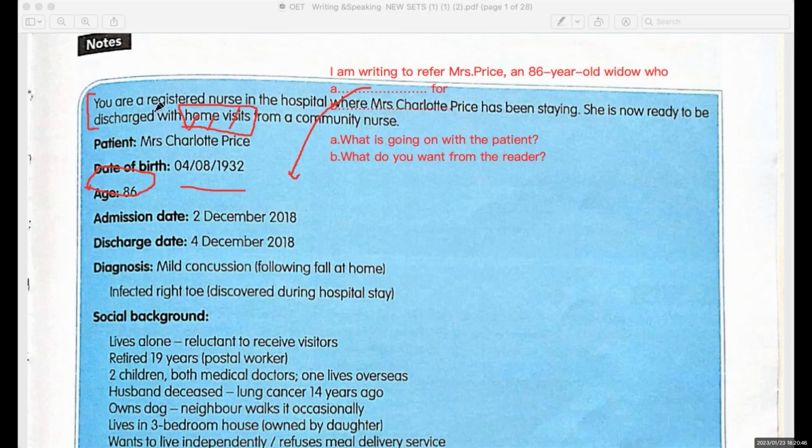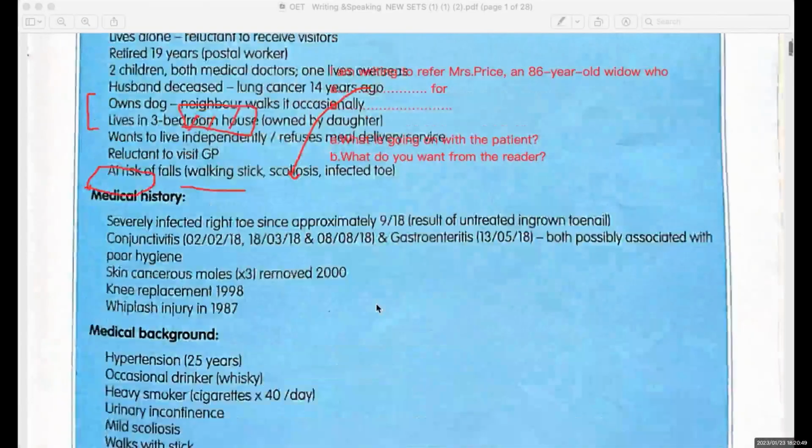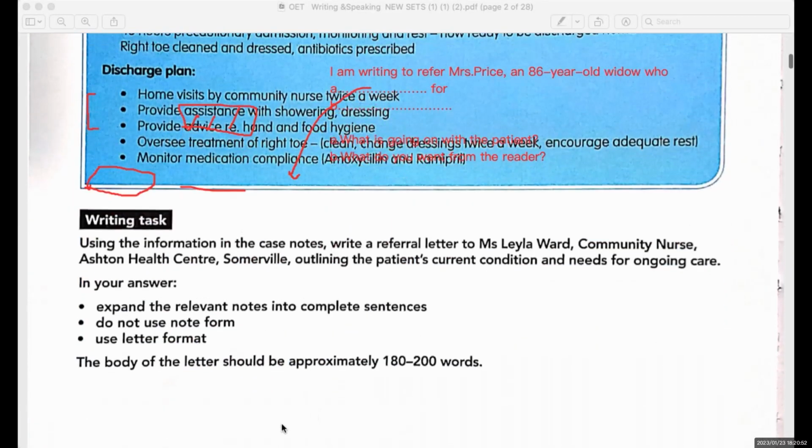So we either find it there or we find it at the bottom somewhere in the writing task here. You see writing task. Using the information in the case note, write a referral letter to Miss Leila Ward, community nurse, Ashton Healthcare, outlining the patient's current condition and needs for ongoing care. So this is also what we need from the reader. So I've told you the location. I would write home visit or ongoing care, any of them in the introduction of the letter. That's my choice. Or maybe I'll write home visit and ongoing care, or home visits for ongoing care.